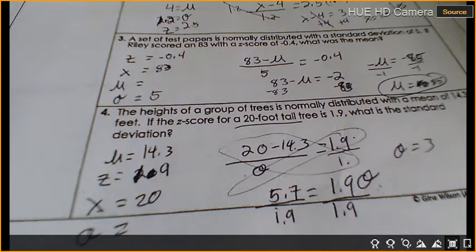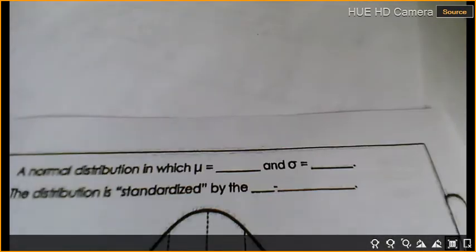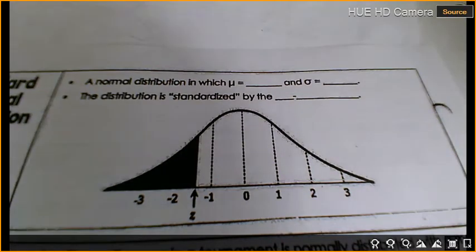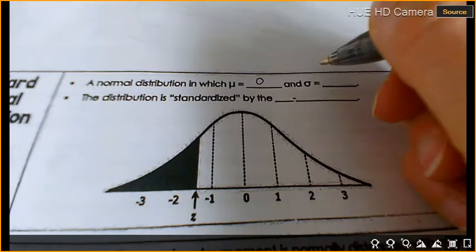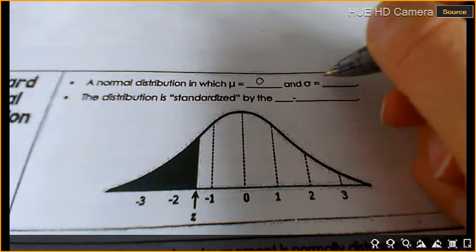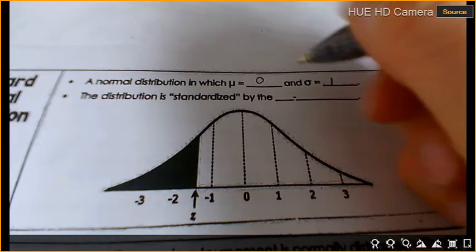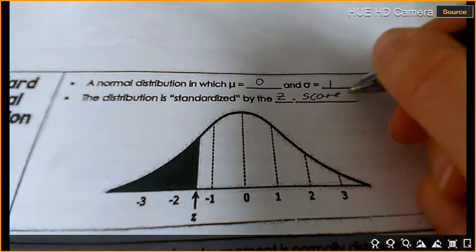Okay, now we're going to use the chart that I gave you, that you were supposed to pick up. So we're on the back. The normal distribution in which the mean equals 0 and the standard deviation is 1. The distribution is standardized by the z-scores. Okay.